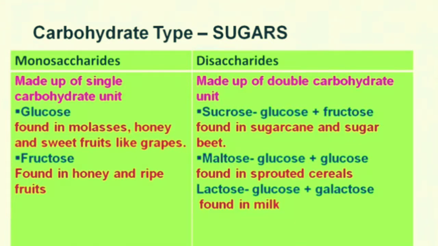Another disaccharide is maltose. It is made up of 2 units of glucose and it is found in sprouted cereals. Another disaccharide is lactose, which is composed of glucose plus galactose, and lactose is often known as milk sugar. Milk is the main source of lactose sugar.